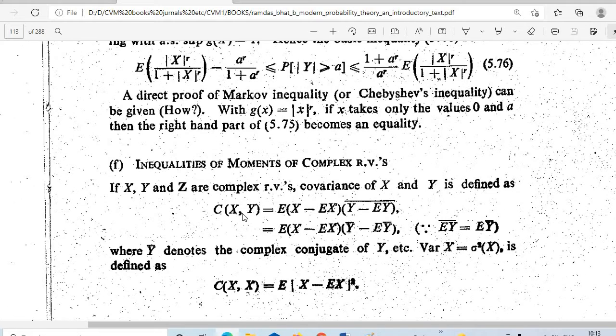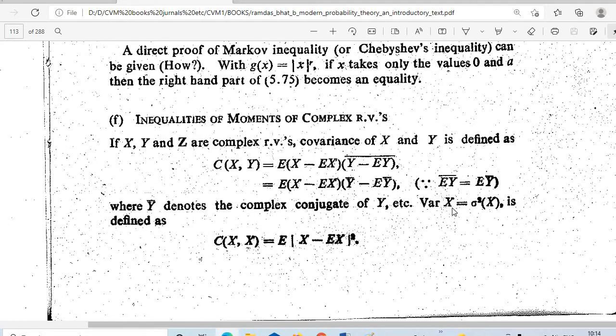If x and y are complex numbers, then the covariance of x comma y is defined as c of x comma y equal to expectation of (x minus expectation of x) into (y minus expectation of y) conjugate. That is the definition.